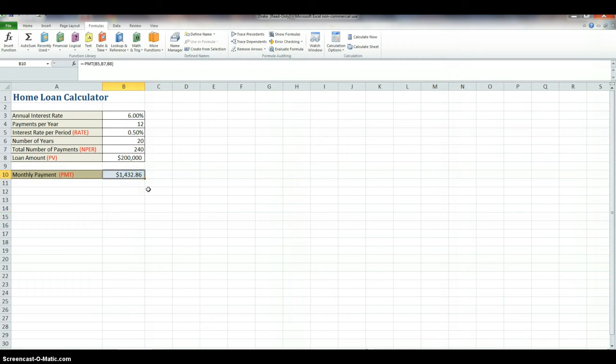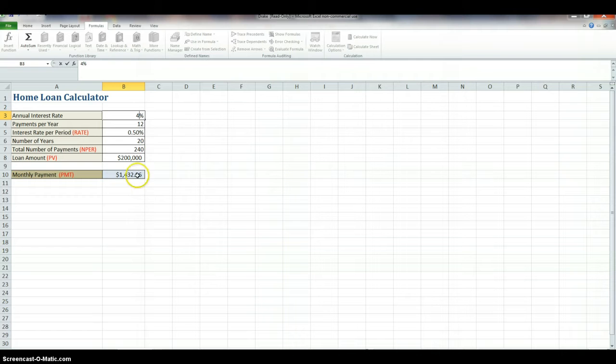Okay, so why did I tell you to do it wrong? Let me show you why. What if we have a 6% interest rate, but now we can get a home loan for less than 4%, right? Okay. So if I type in 4 here, watch what happens to my total.